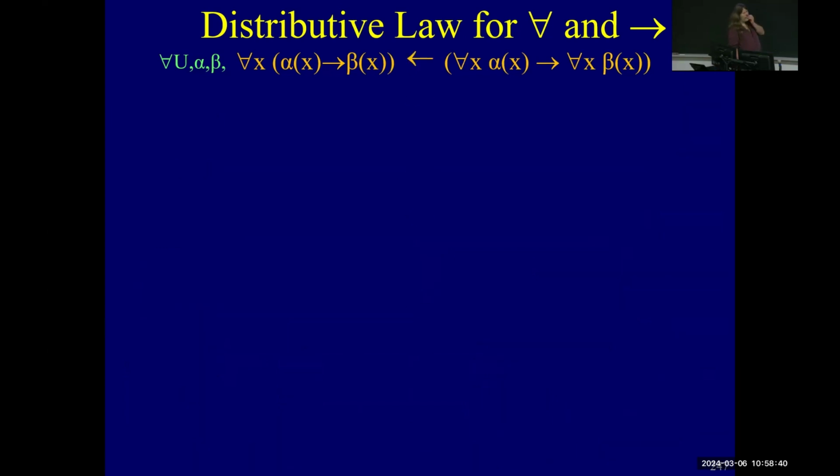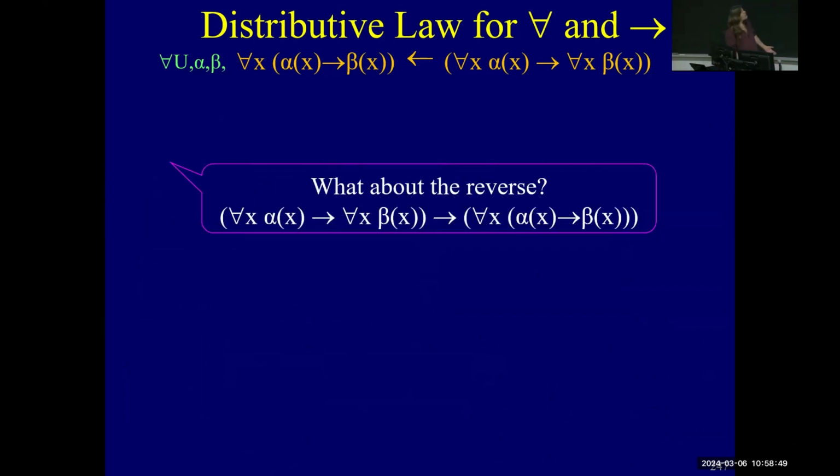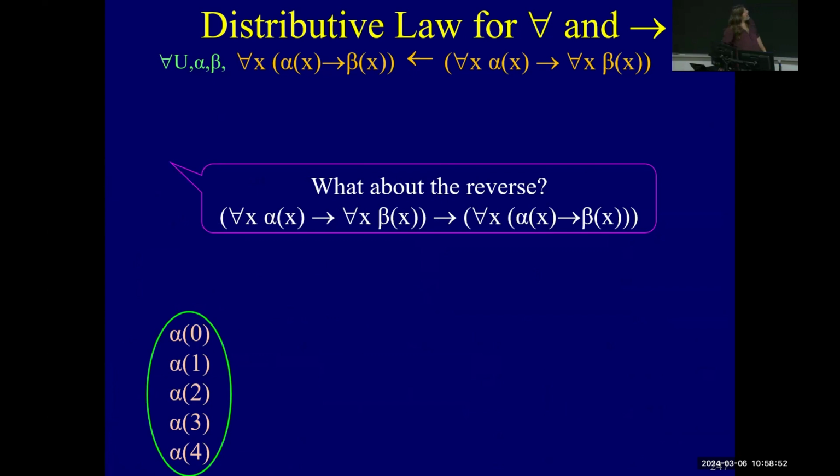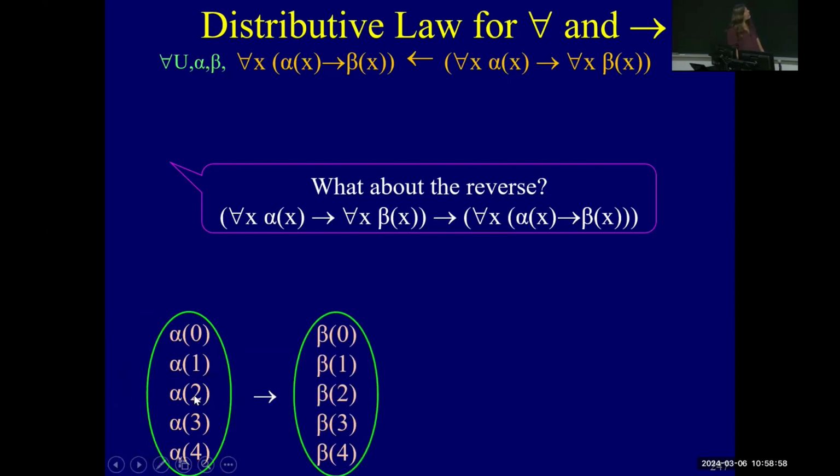And the other direction. Is the other direction true? What about the reverse? So the reverse says, if everybody wants to play, then everybody gets to play. Now, how do we prove this side? We say we want to prove it for all x. So you give me an arbitrary x, say 0. What do I want to prove? I want to prove that if alpha is true for 0, then beta is true for 0.